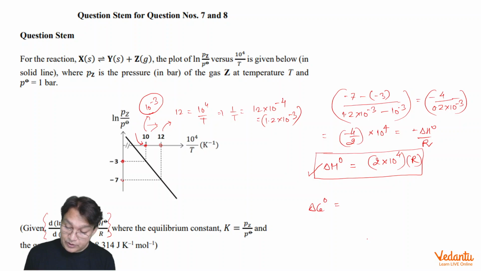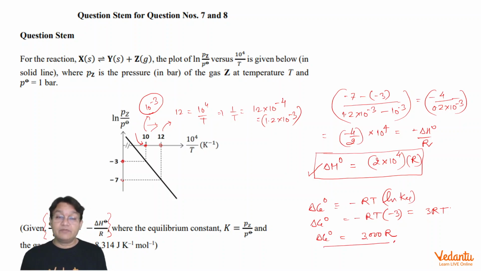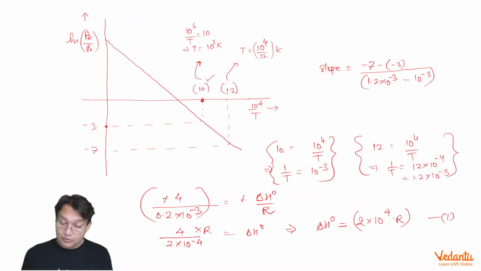ΔG naught at this point is equal to -RT ln K equilibrium. And here the ln of K equilibrium is -3. So basically this is -RT into -3, which is 3RT. But the temperature here is 1000 Kelvin, so 3000R is equal to ΔG naught at this point. Now we have ΔG naught and we have ΔH naught, so we can quickly calculate the ΔS naught value.